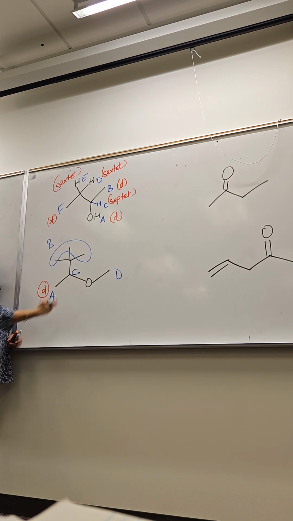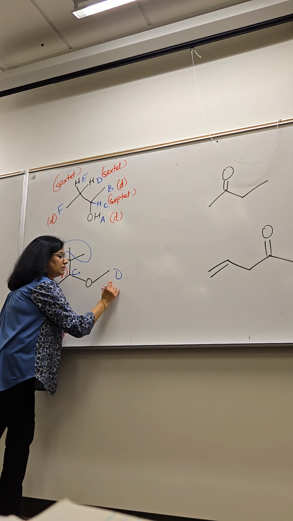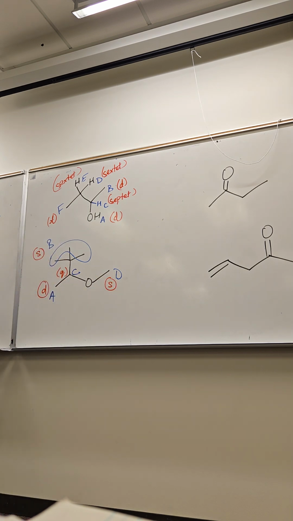What about C? Quartet? Because C is coupling with A. There's nothing there. 3 plus 1. No hydrogens there. What about B? Singlet, because it has 0 neighboring hydrogens. We good? What about D? Singlet as well. Are we all okay?